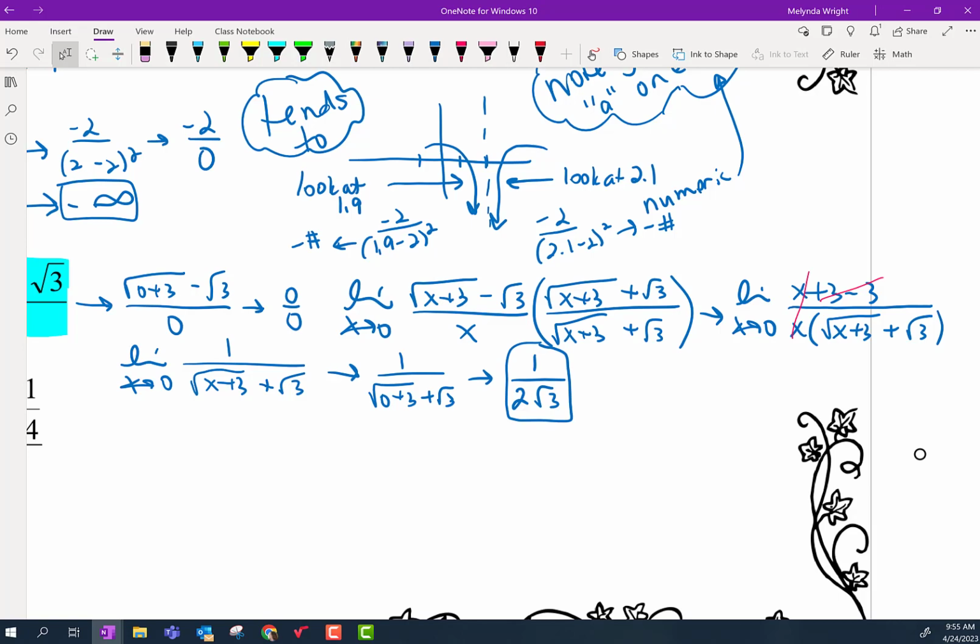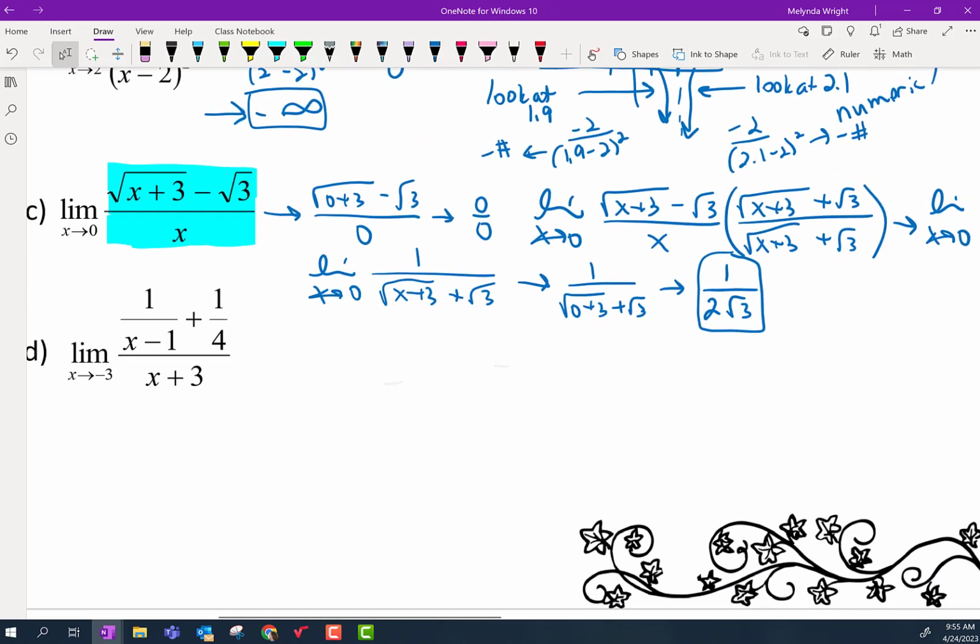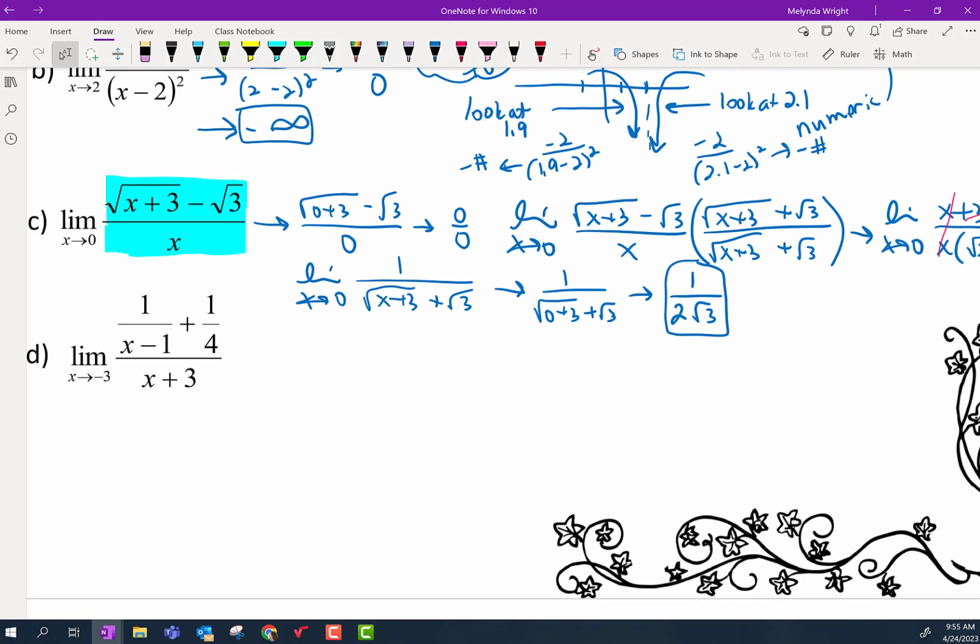All right, last one. Okay, let's do our first thing. So we want to plug in. We're going to plug in the -3. So I have 1 over -3 minus 1 plus 1/4 all over -3 plus 3.